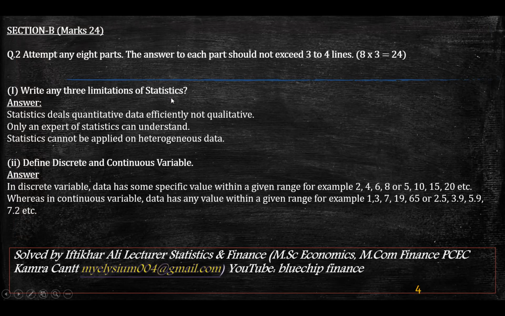First question, write any 3 limitations of statistics. Statistics deals with quantitative data efficiently but not qualitative data efficiently. It deals with qualitative data but not as efficiently as it is used in quantitative analysis. Second limitation is that only an expert of statistics can understand it. Statistics cannot be applied on heterogeneous data.